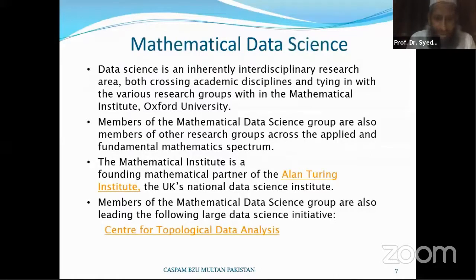Likewise, I have taken two examples where mathematics has collaborated right from the beginning. There is a mathematical data science group at Oxford University, and the Mathematical Institute of the university is a founding mathematical partner of this group. The members of this data science group are also leading a large data science initiative, the Center for Topological Data Analysis. So we have here the role of mathematicians in data science right from the beginning.